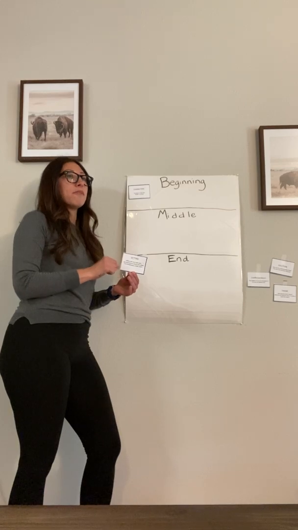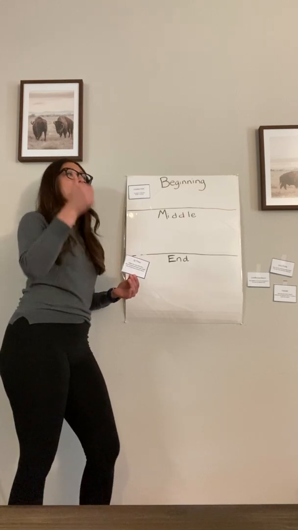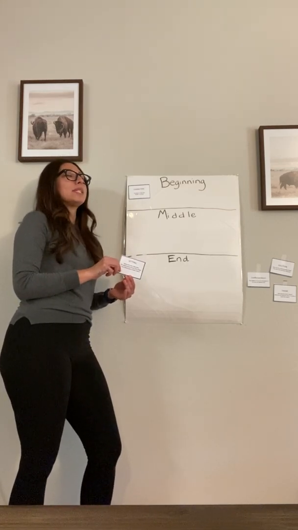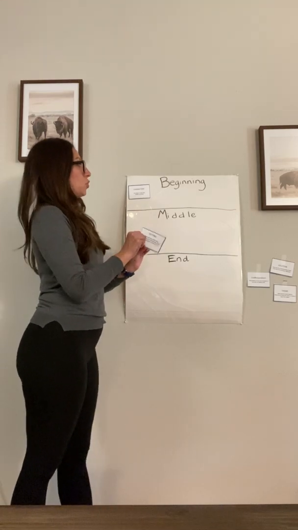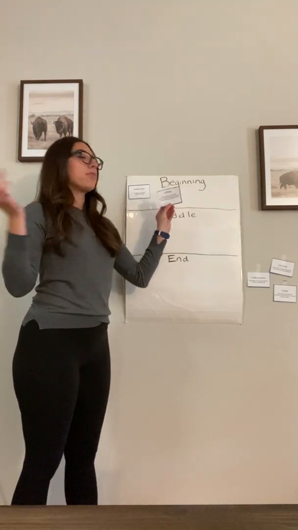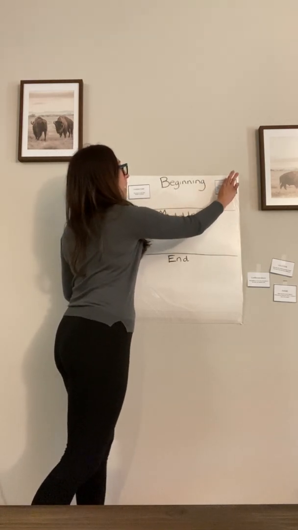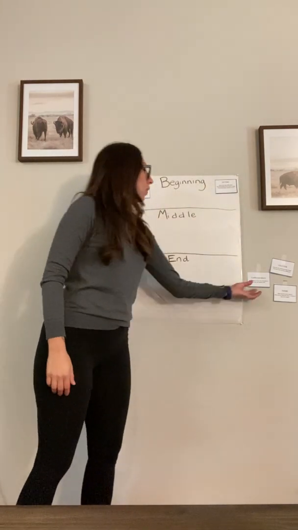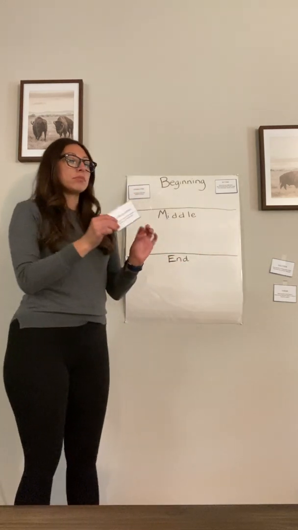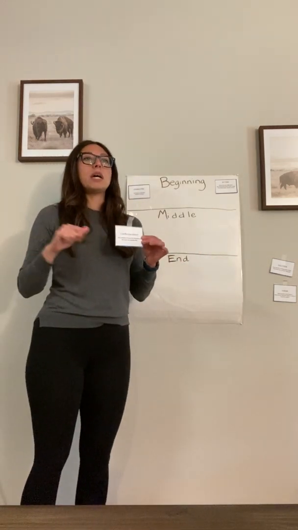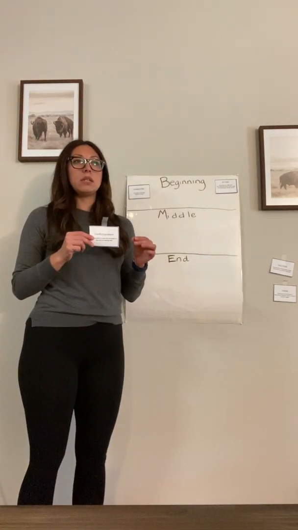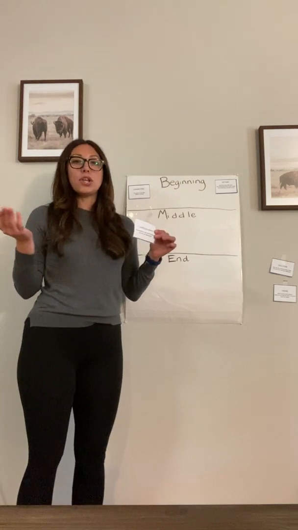Right? Now, give me a thumbs up or a thumbs down if you think the setting is going to be in the beginning of a story. 100% thumbs up. You guys are so smart. That's right. The setting is going to be in the beginning of a story. What about a conflict or a problem? Give me a thumbs up or a thumbs down if you know what conflict is. Everybody has their thumbs up.